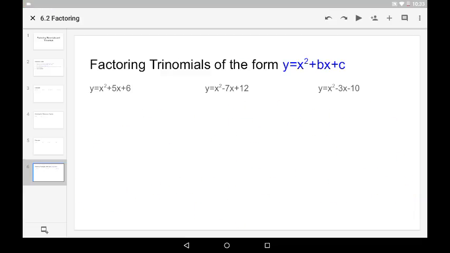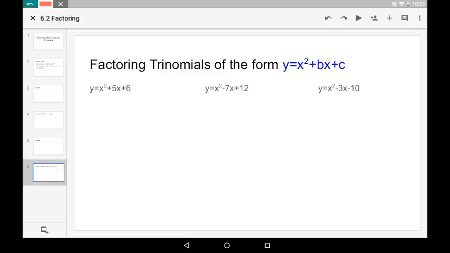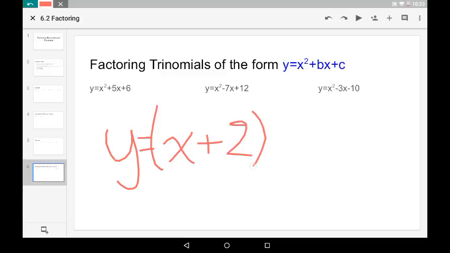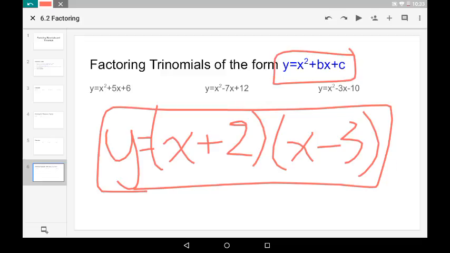And you can always check this by expanding your factored form again. So once you have it in the form like this, where you have y equals, and then you have x plus, we'll go with 2, any number there, and x plus or minus any other number, this is called factored form of a quadratic. This is standard form, this is factored form.